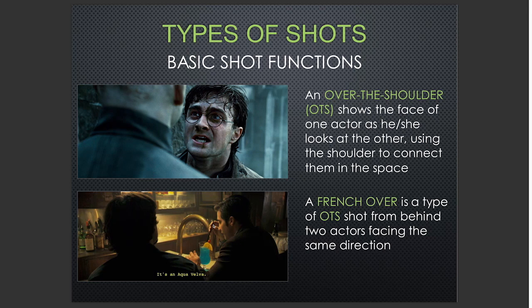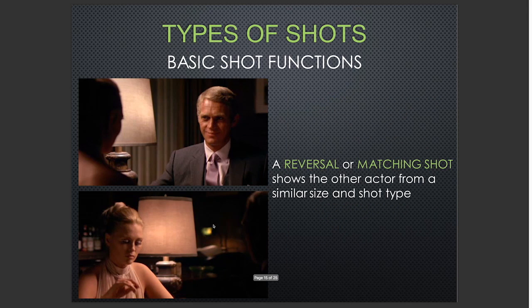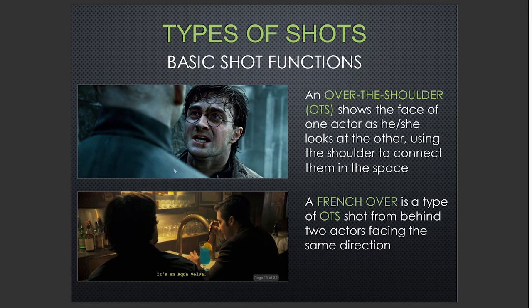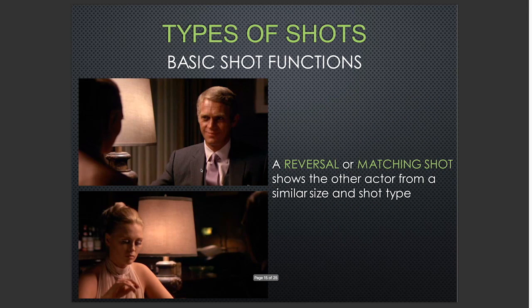And again, all of these shots work together to build each scene. So you want to use them as tools. Every shot is going to be different, so you want to use them as tools to get across the point that you want to get across. All right, moving along. Some more basic shot functions. Right here, what we had is the over the shoulder. We have two different types of over the shoulder shots, but we also have the reversal technique.